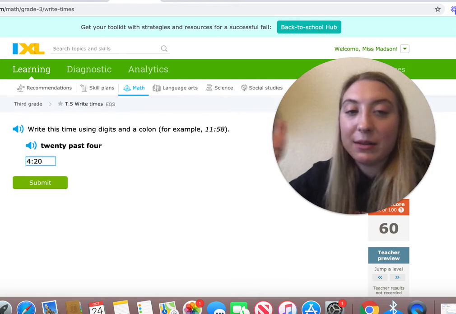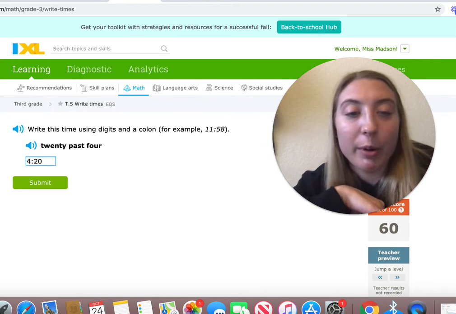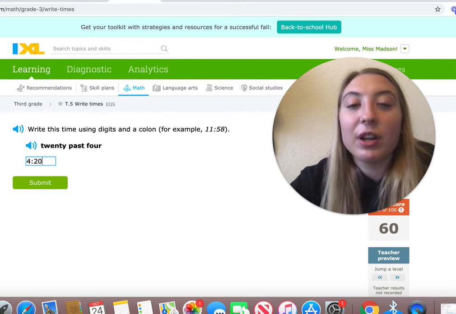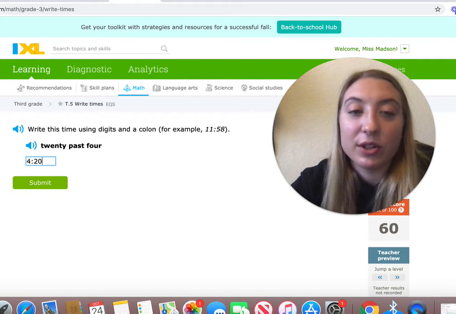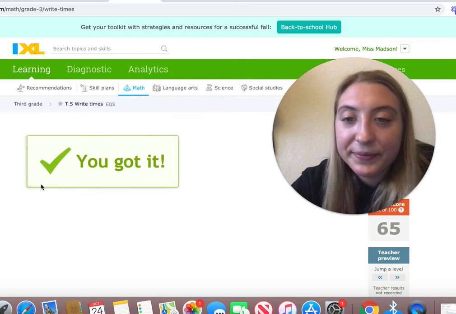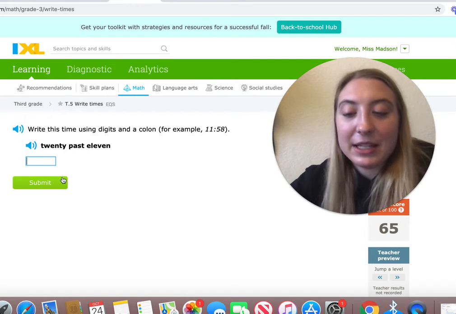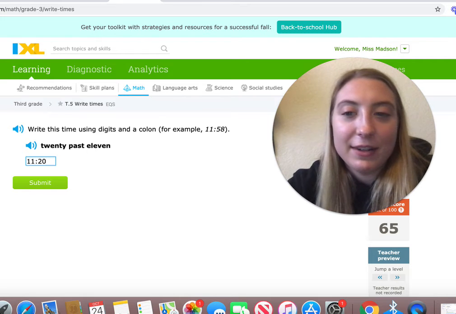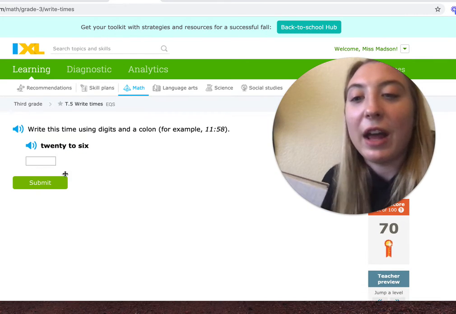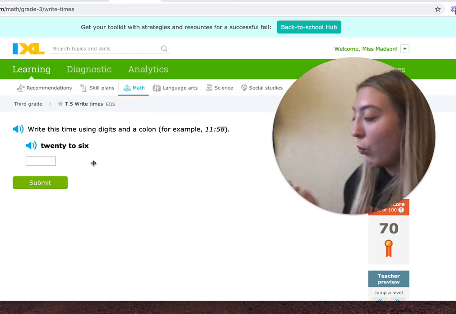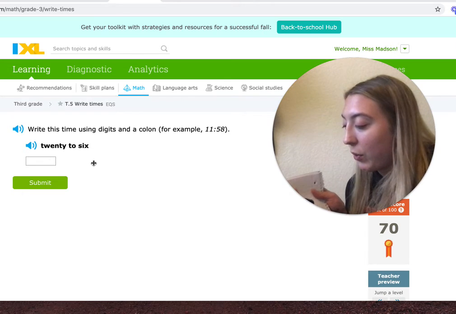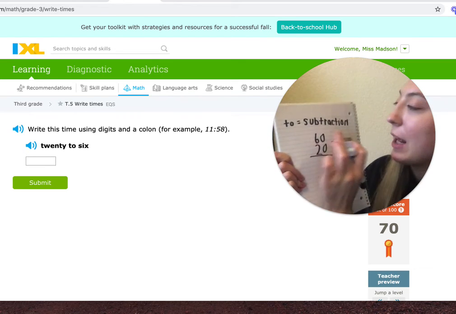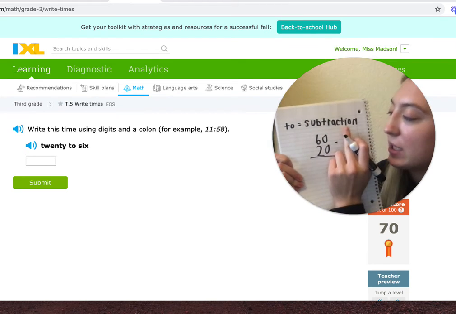So past means we're just going to read it and write what we read. But when it says so many minutes till an hour, then we have to make sure that we're doing our subtraction. 20 past 11. So it is 11 and it is 20 minutes past 11. So now I look and I see the word till. So when I see till, know that we are doing subtraction.